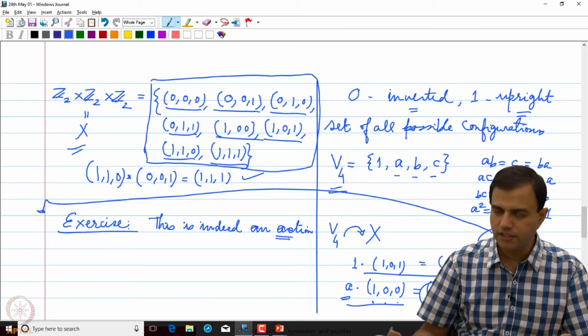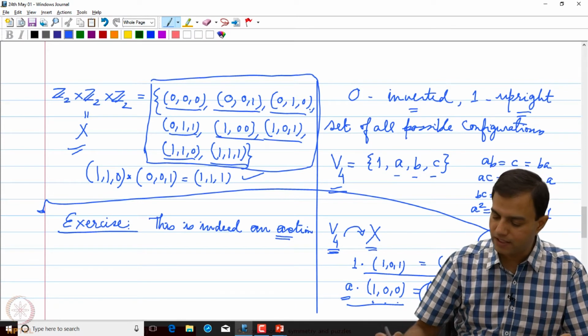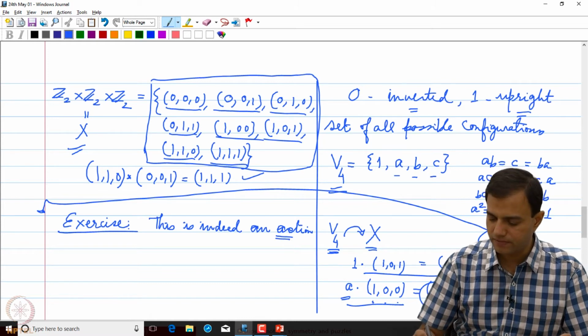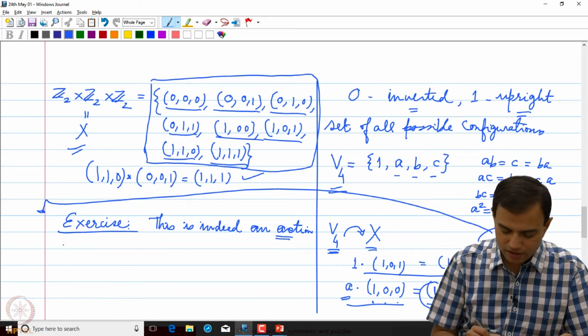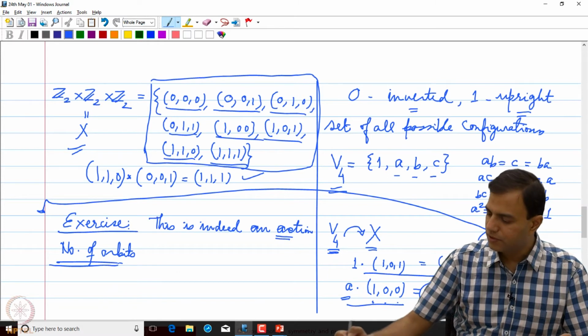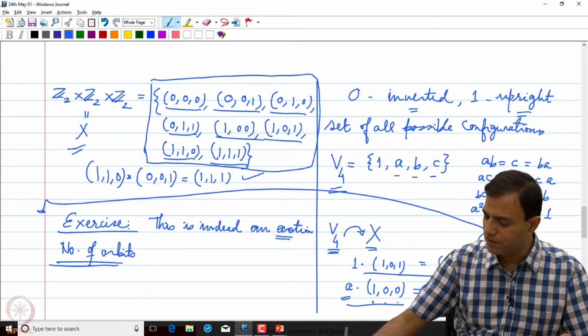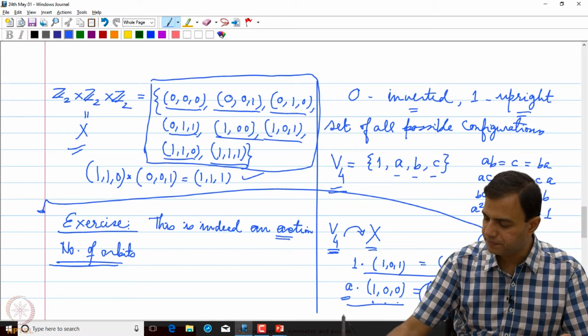the definition of action. So if I define the action of Klein 4 group, action of V4 on this set of 8 elements, then it is actually an action. Okay. Now the question is, well, let's see the number of orbits. How many orbits are there? That would be something interesting. So we will estimate the number of orbits for this action.